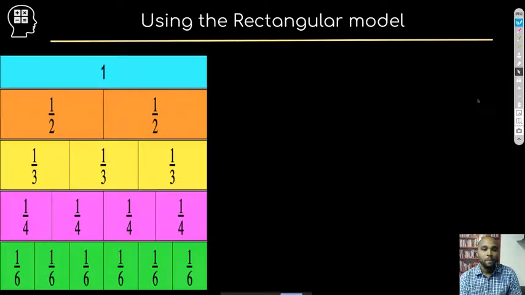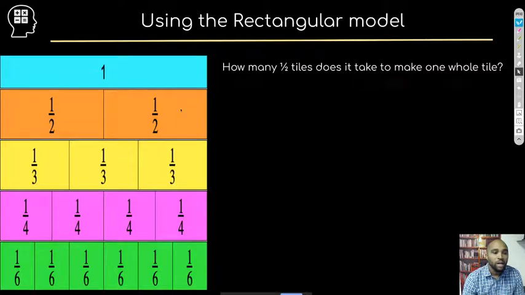Hope that makes sense. All right, let's use the rectangular model. What does that mean? Another way to represent fractions is not just with a circle, but you can also use a rectangle.